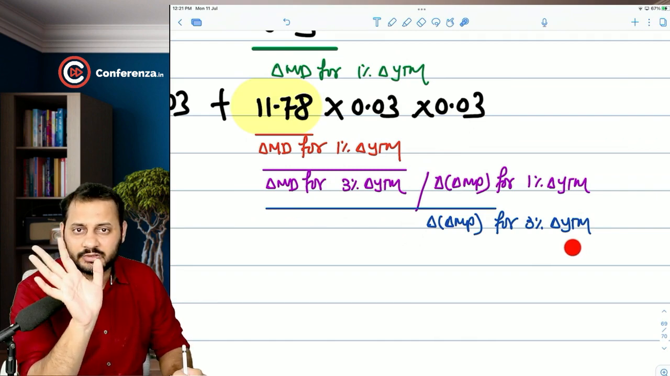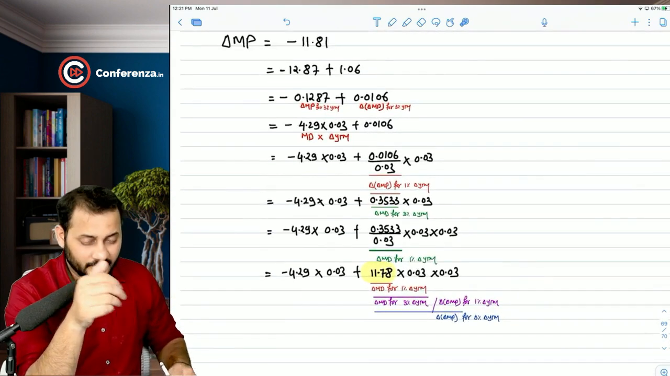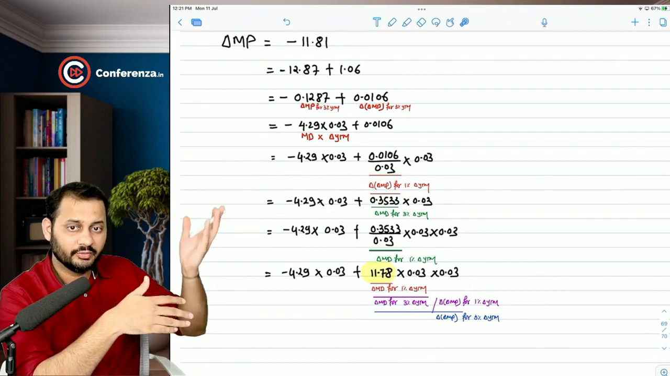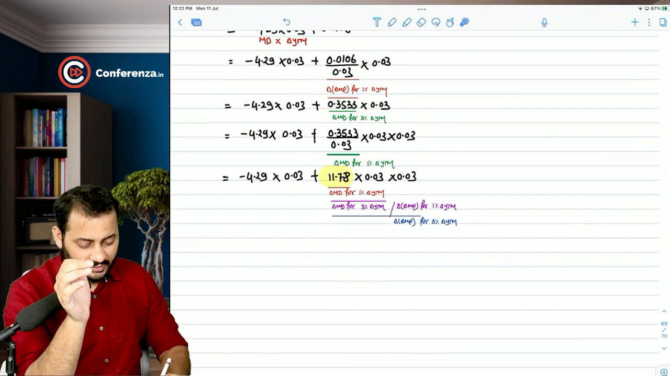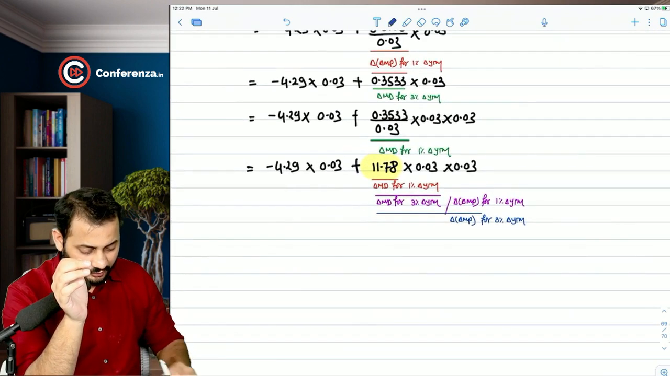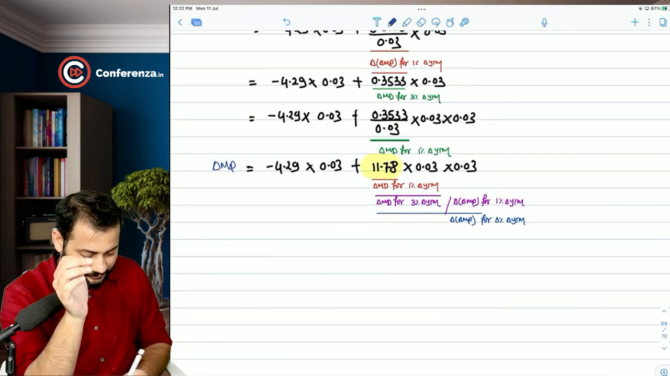Simply this much. Once you go from this point to this point, you will find out the correct answer. Now we can create a formula for change in market price, right?